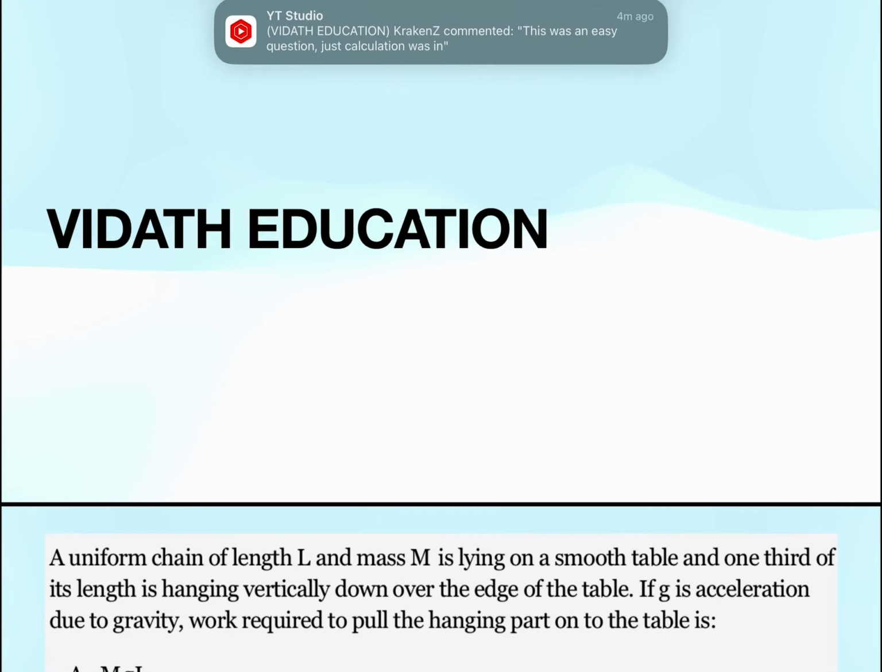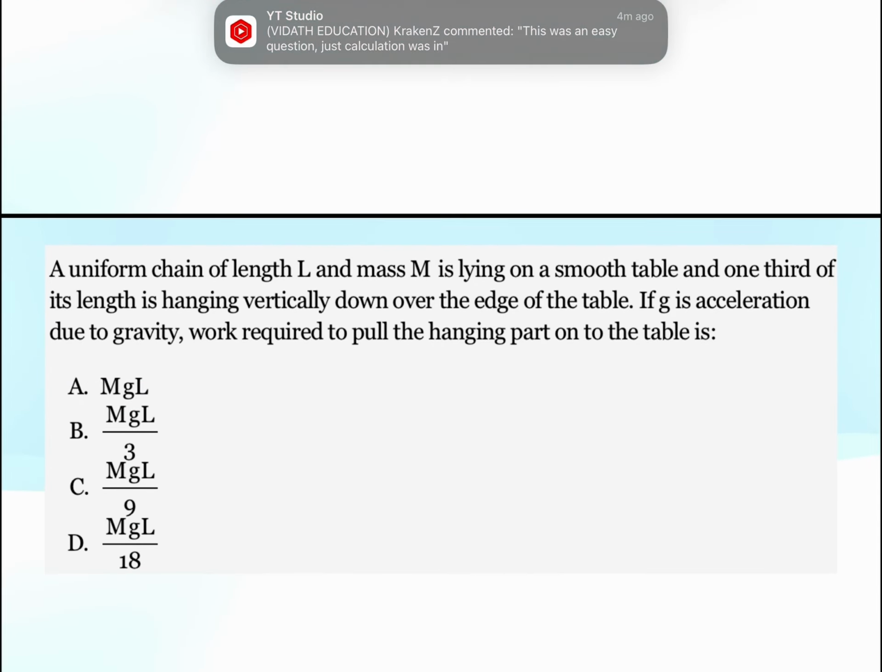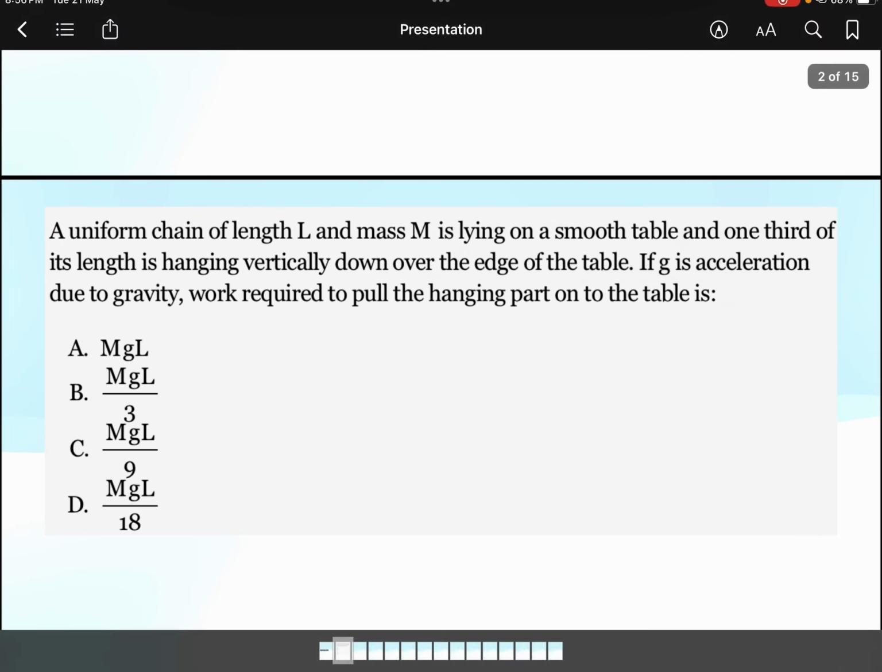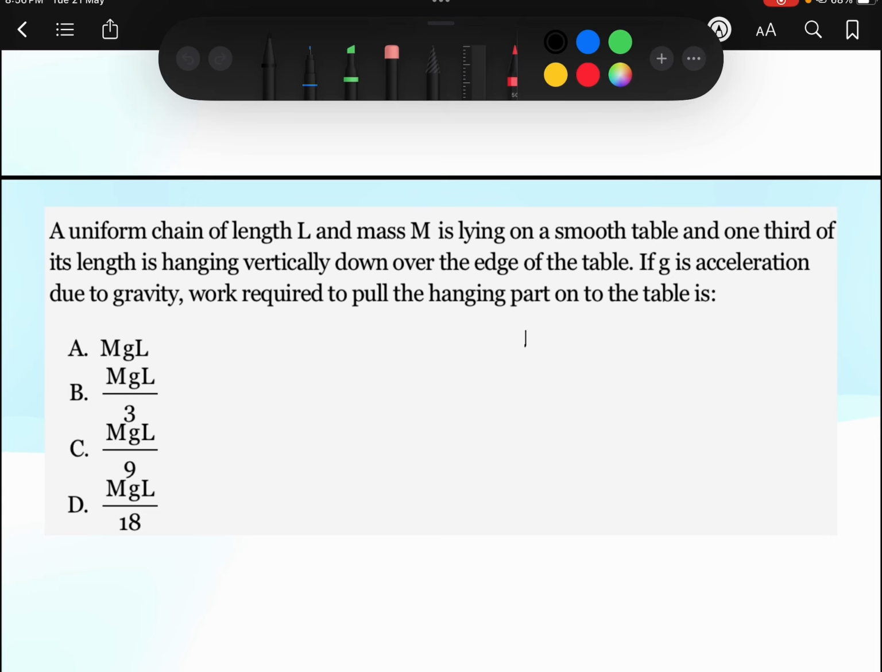So hello guys, this is another question from IIT JEE PYQ. The question is from the Advanced 1985. It is a simple question actually.